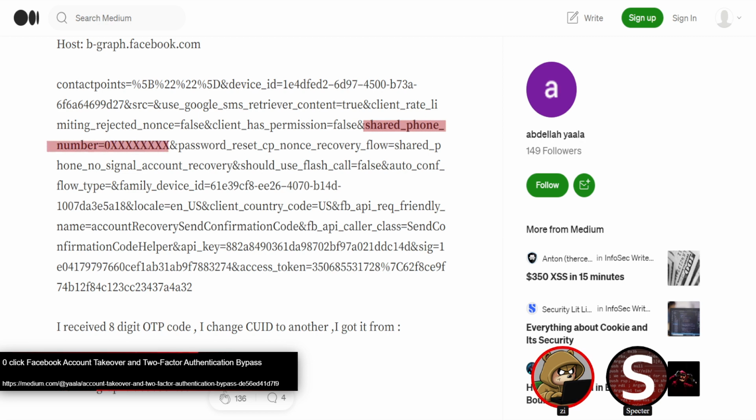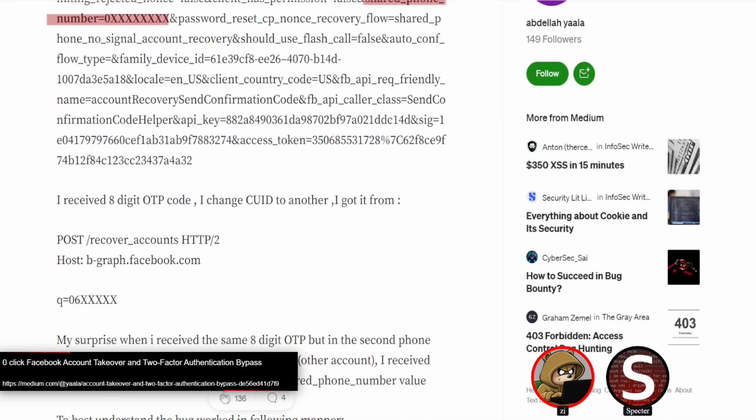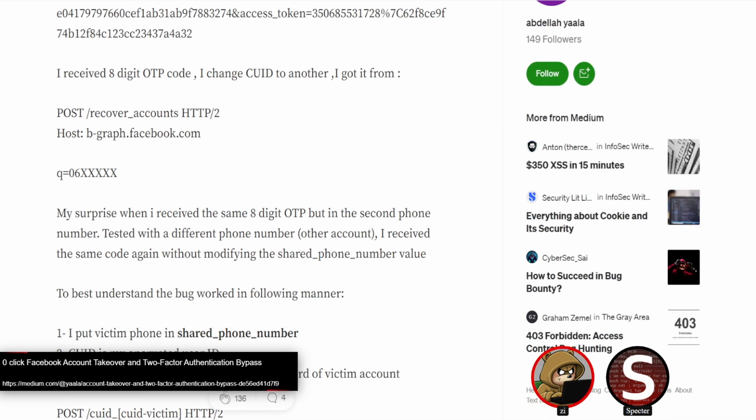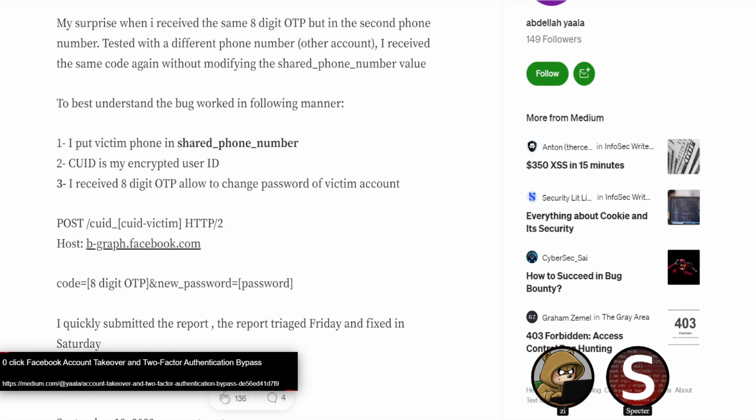In the next request in the password reset flow, now has the shared phone number value, which they were able to modify. By putting the victim's phone number in there, having the CUID, an encrypted user ID, they would receive the OTP themselves for the victim's phone number.